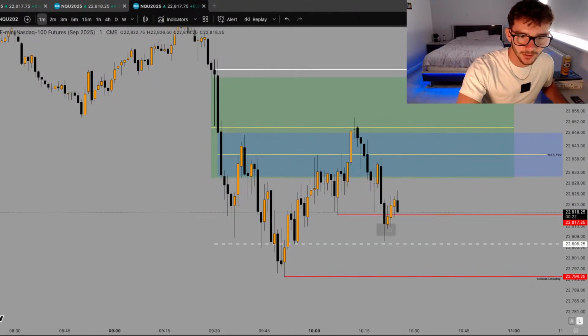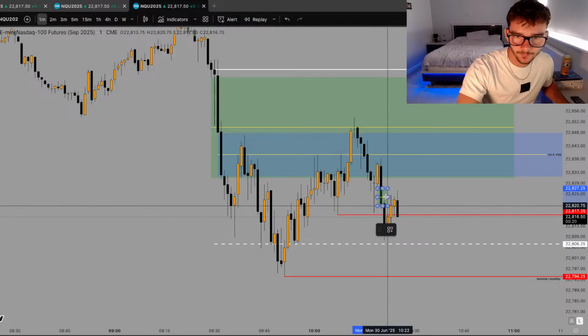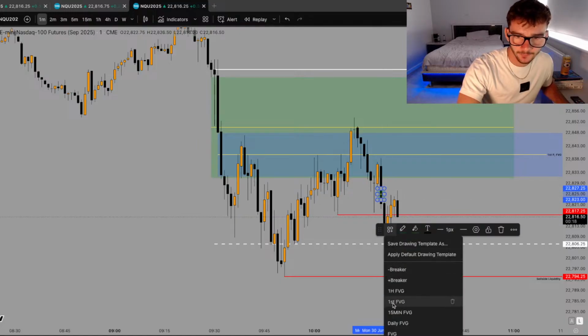We also have that 1 minute fair value gap there, which is nice. Nice added confluence.